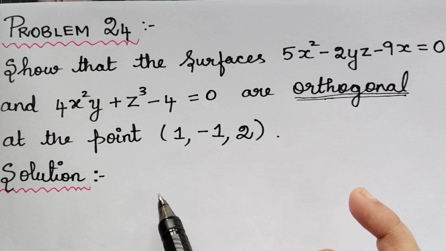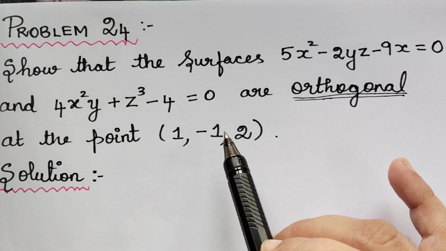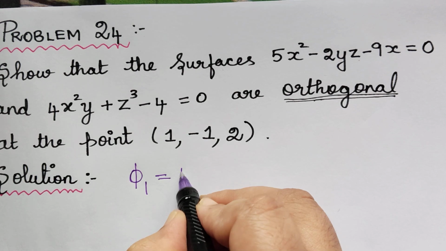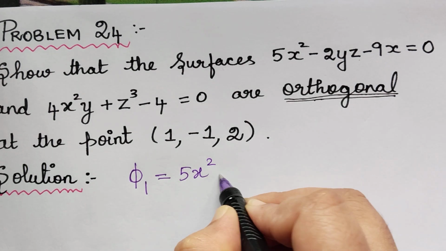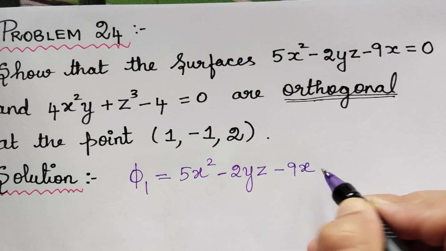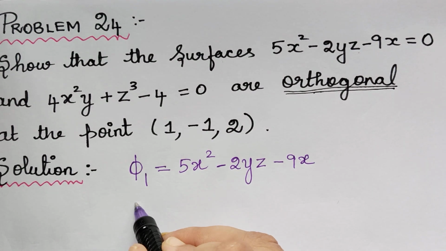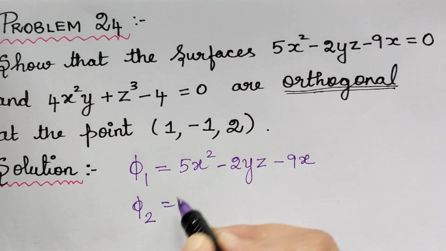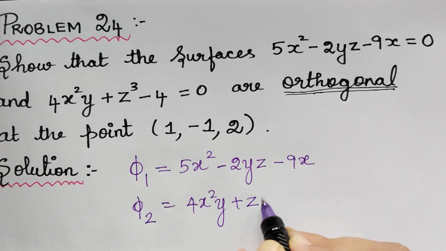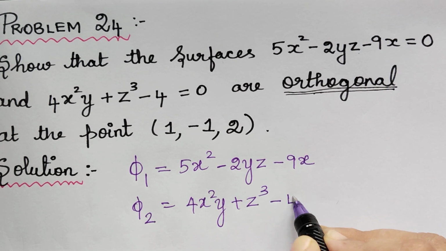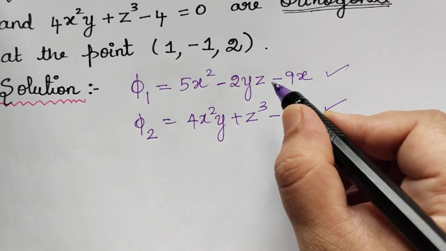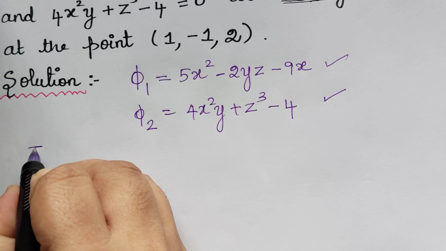First let us write the given surfaces. The first surface given here is phi 1, which is equal to 5x square minus 2yz minus 9x, and the second surface is phi 2, which is equal to 4x square y plus z cube minus 4. These are the two surfaces given. We have to prove that phi 1 and phi 2 are orthogonal to one another.